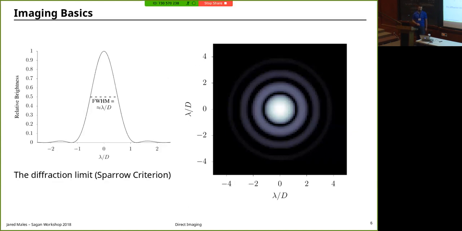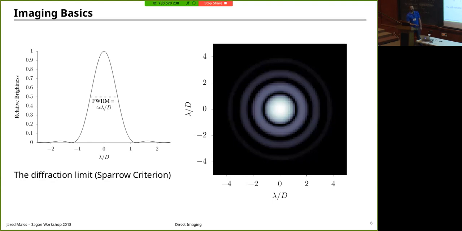And just to make sure that we're all on the same page, this is what it looks like when you take a line out. The full width at half max is roughly lambda over D. There are a few small scaling factors there that depend on the details of the aperture, but we treat lambda over D as the fundamental unit in diffraction limited imaging, using the Sparrow criterion. And so I'm going to refer to lambda over D several times, so I want to fix in your head what that means. It's the full width at half maximum of that central peak.